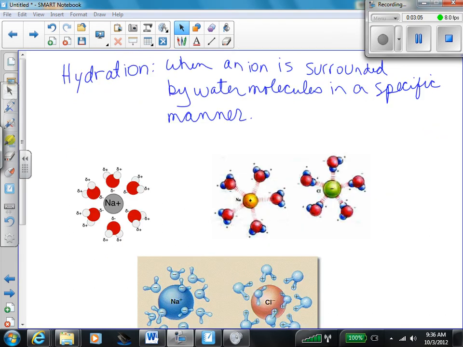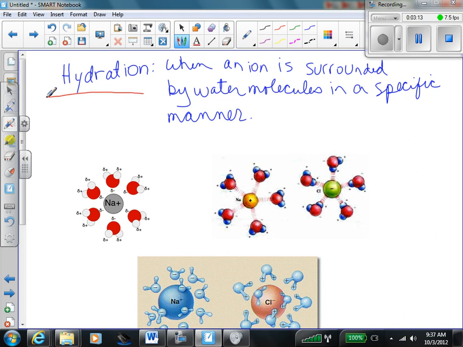When we have ionic compounds dissolved in water, something happens that's called hydration. Hydration is when an ion is surrounded by water molecules in a specific manner. It turns out that water molecules have a positive and a negative side. Right here we see a water molecule, the red circle with the two white circles. These are the H's, and the middle is an oxygen, which you can't see. We'll put a little blue here to show you the oxygen.